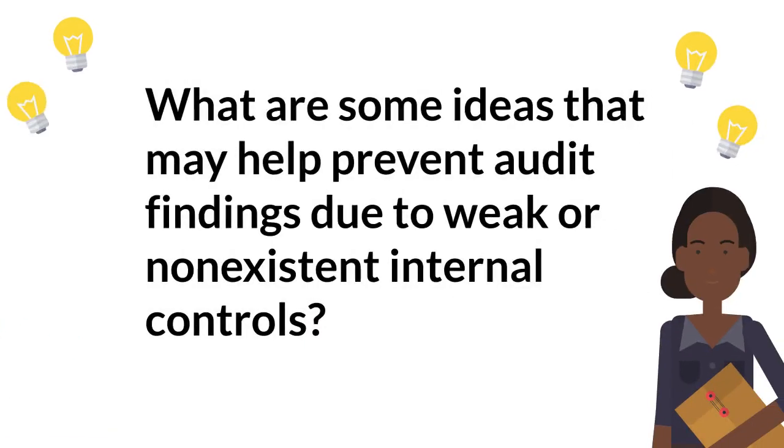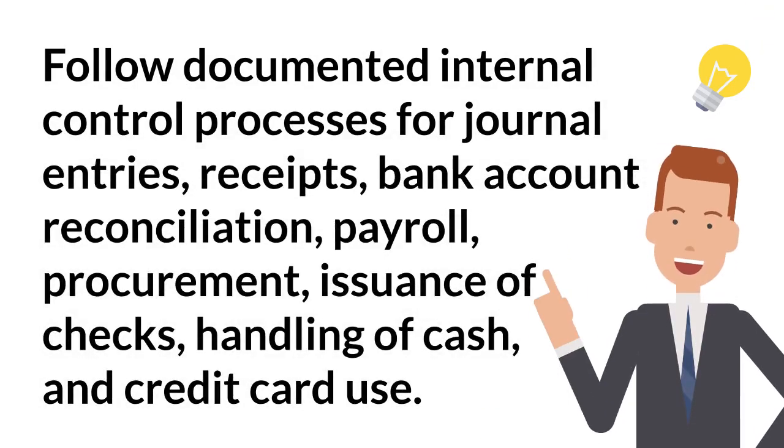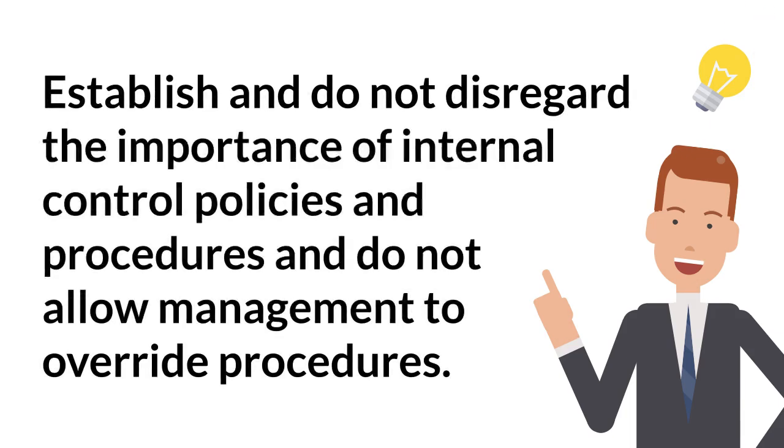What are some ideas that may help prevent audit findings due to weak or non-existent internal controls? Follow documented internal control processes for journal entries, receipts, bank account reconciliation, payroll, procurement, issuance of checks, handling of cash, and credit card use. Establish and do not disregard the importance of internal control policies and procedures, and do not allow management to override procedures.